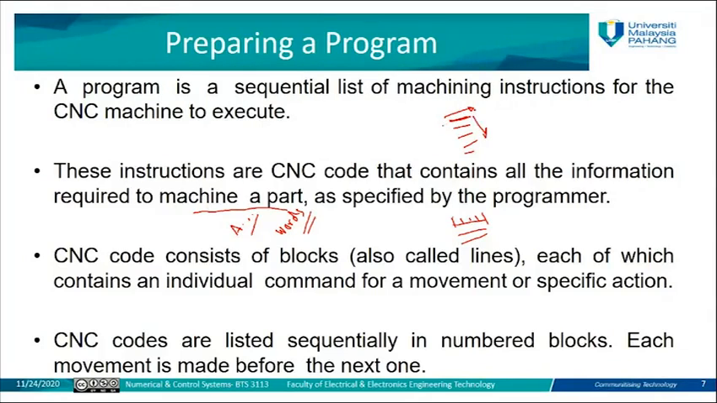Horizontally from left to right, so it will read the whole line from left to right, and it will perform or execute all the commands or all the words in this line. Then after it finishes, it will move to the second line, then the third line, and so on. So it should be sequential in the block numbers, each movement made before the next one. If I have some action to be taken in line 1, this action needs to be completed before moving to line 2, and so on.